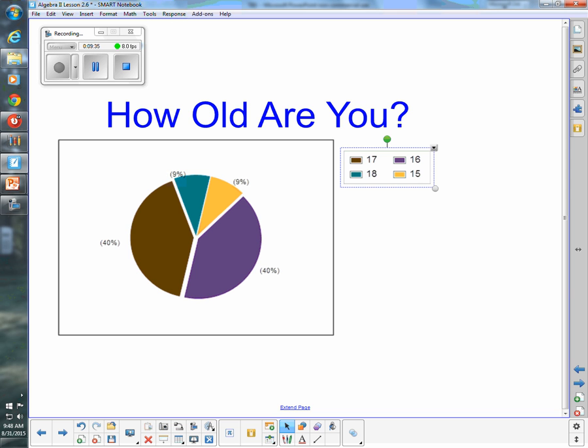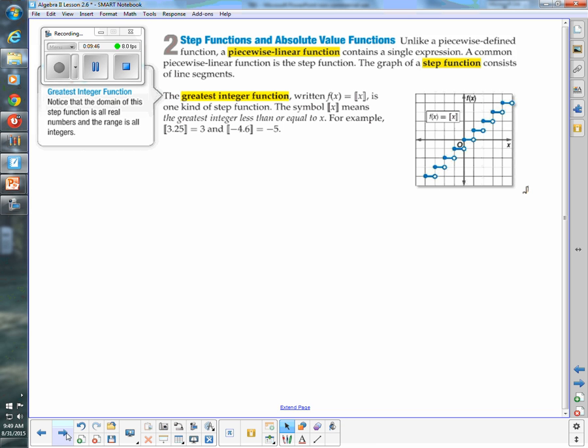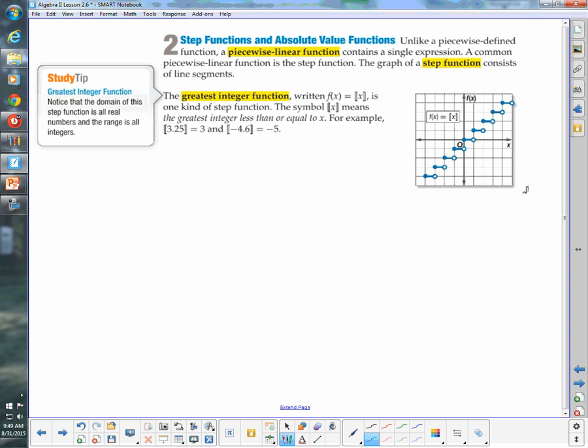Okay. This is an example of something that we call the greatest integer function. You've been using it all your life. You just didn't know that it had a name. The greatest integer function is going to look like this when I make it: f of x equals, and then you've got this weird looking bracket, and that's a new math symbol. That's the greatest integer function.